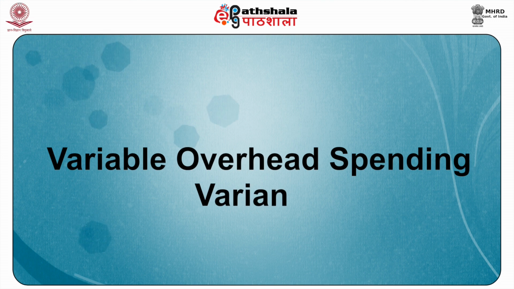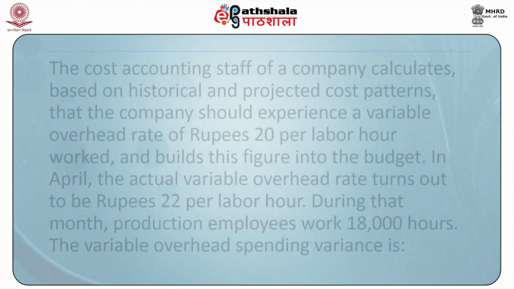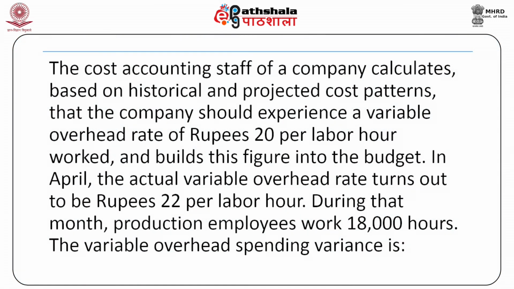Example of variable overhead spending variance. The cost accounting staff of a company calculates, based on historical and projected cost patterns, that the company should experience a variable overhead rate of rupees 20 per labor hour worked and builds this figure into the budget. In April, the actual variable overhead rate turns out to be rupees 22 per labor hour. During that month, production employees work 18,000 hours.